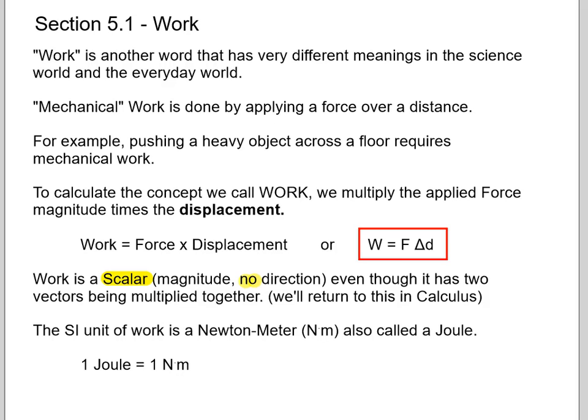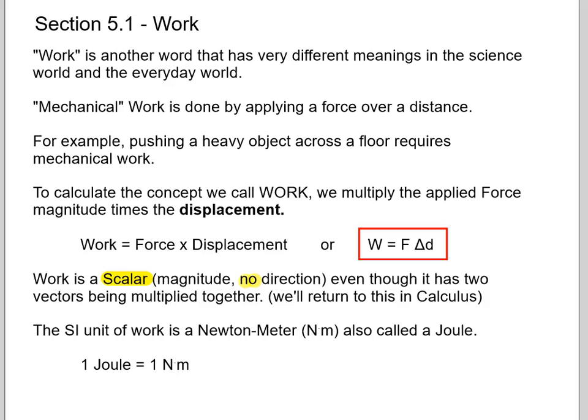Okay, so to calculate this concept, it's a scalar. This is really important. It's a scalar, even though both force and displacement are vectors. When we multiply them together, this is going to be a scalar product. We're just going to end up with a magnitude. There's no direction, which seems a bit strange right now. We'll return to this in calculus if you carry on to that course, but it's just a scalar result. So there's no direction on this.